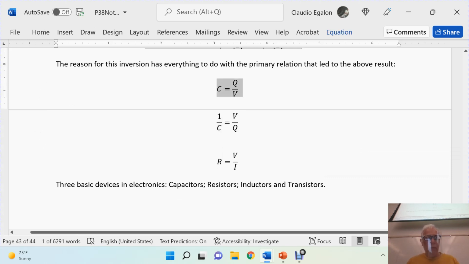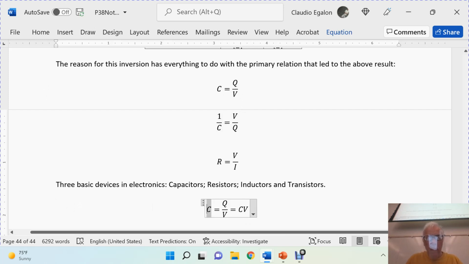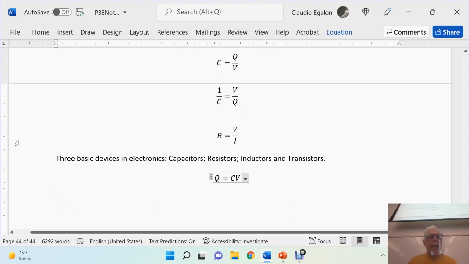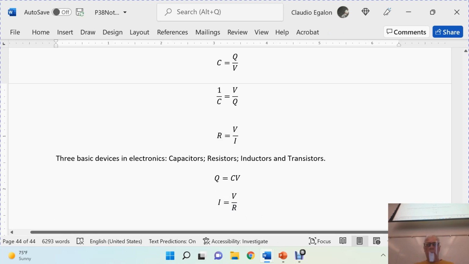I'm gonna use this one. Okay, I'm gonna write down Q equal to CV, like that. And then I'm gonna write this one here: I equal to V over R. Okay, V over R.